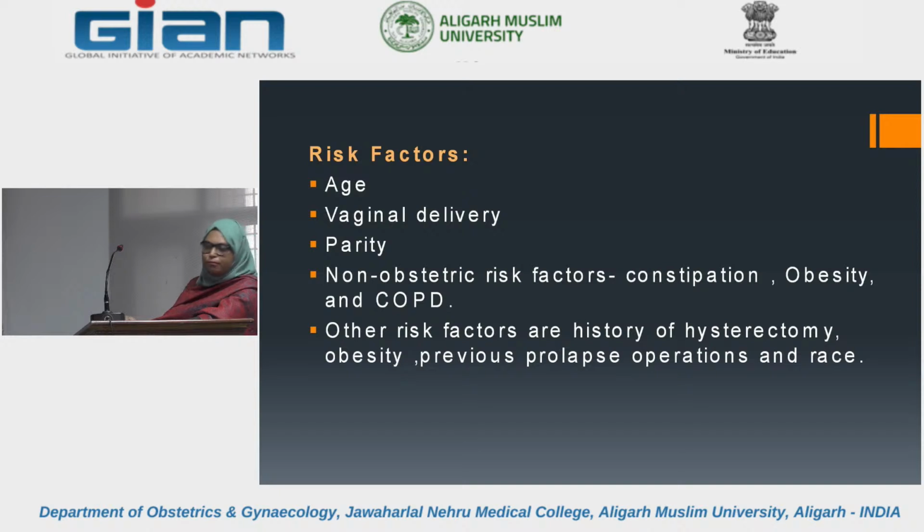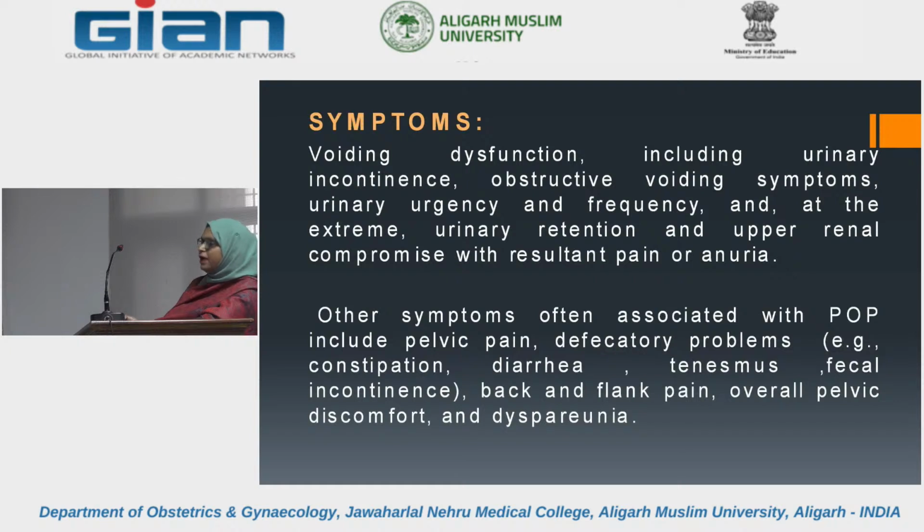Symptoms, as ma'am has already covered in detail: there can be voiding dysfunctions, including urinary incontinence, obstructive voiding symptoms, urinary urgency, frequency, at the extreme urinary retention, and upper renal compromise with resultant pain or anuria. Other symptoms often associated with pelvic organ prolapse include pelvic pain, defecatory problems like constipation, diarrhea, tenesmus, fecal incontinence, back and flank pain, overall pelvic discomfort, and dyspareunia.